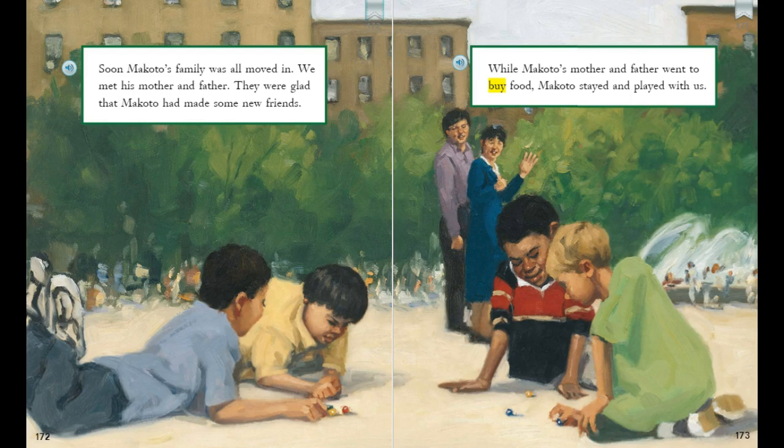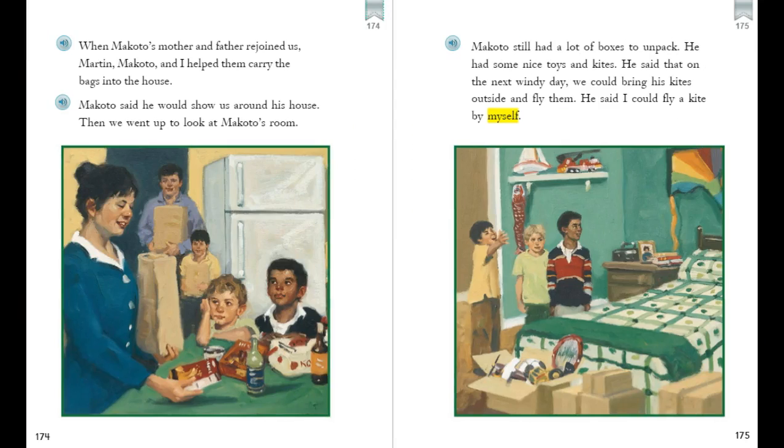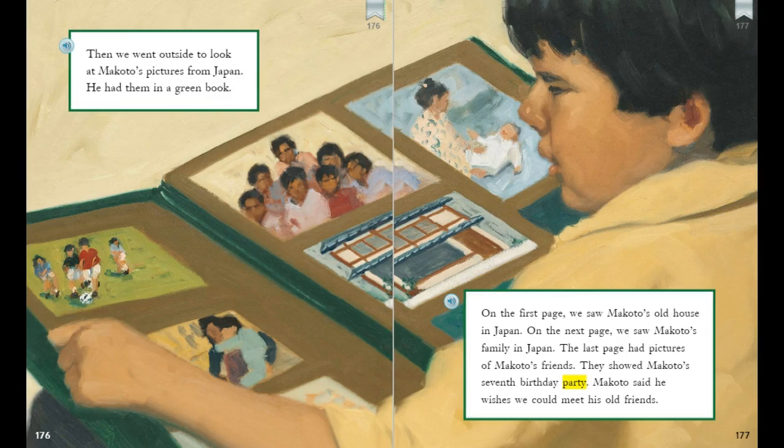Why do you think the author tells you that Makoto stays with the boys while his parents go shopping? Describe Makoto's room. How are Makoto and the narrator alike, and how are they different? Has it been a long or short time since Makoto left Japan, and how do you know?